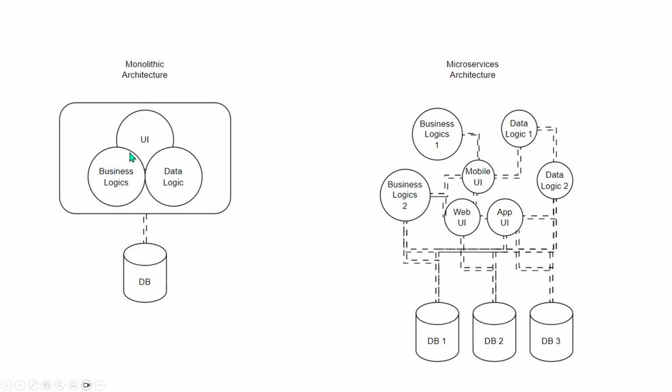Now, when you compare the similar architecture in microservices, we can see that the UI has been split into three different UIs over here: mobile, web, and app UI. And then you have two different data logics and two different business logics over here, connected maybe to a different database or to the same database. But you have three different databases which can maintain three different applications, one for UI, one for business logic, and one for data logic, also you can consider.